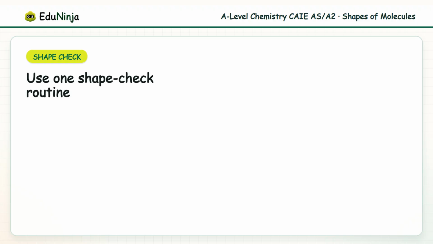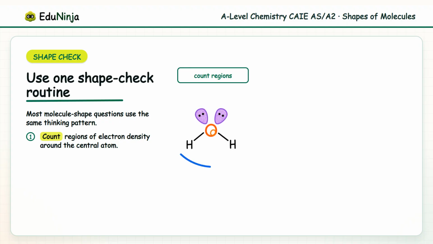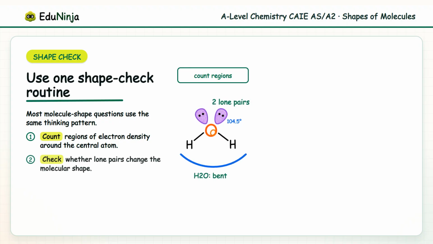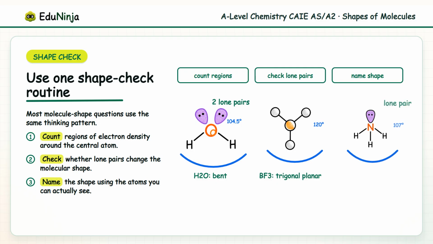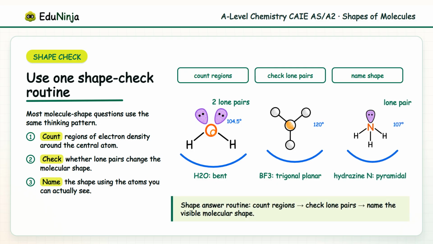Use the same routine every time. Count the regions around the central atom. Check whether lone pairs change the molecular shape. Name the shape using the atoms you can see. Then give the bond angle and explain any compression. That is the reliable pattern. Count regions, check lone pairs, then name the shape and angle.